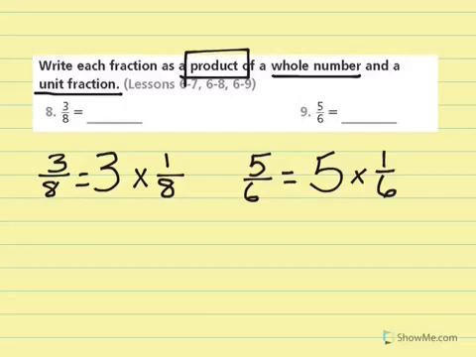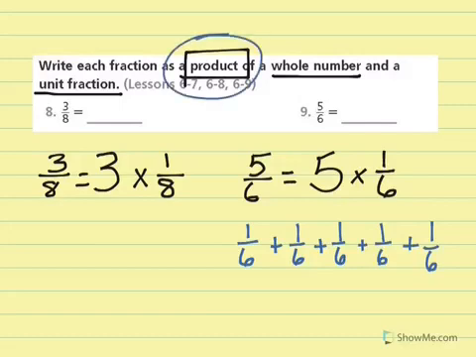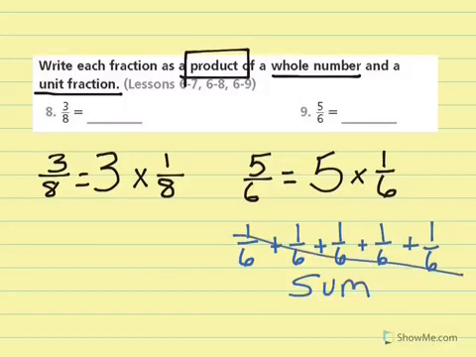Okay. A common mistake is to do something like this. Does this equal 5/6? Yes. But did I find the product? No. This would be the sum because you're adding. And our question says product.